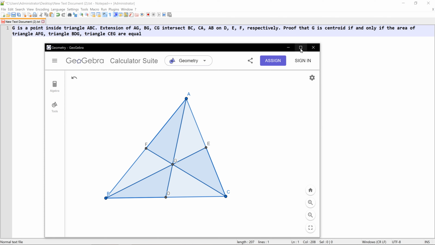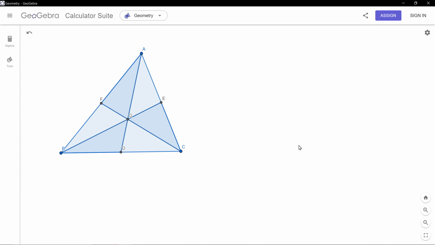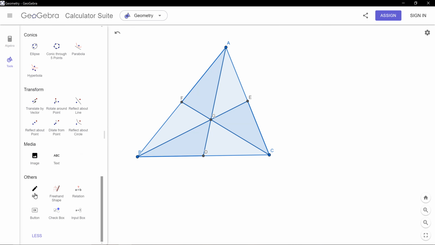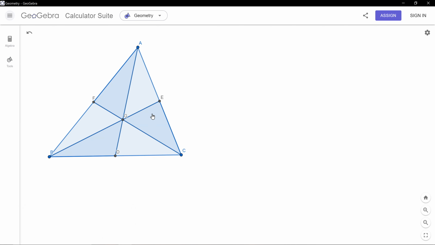So first, let's try to solve this problem. It's obvious that if G is a centroid, then these three areas are equal, but it's not that easy to show that G is a centroid once you know the three areas are equal. I'll show you how to solve this property when I talk about the centroid, but let's have a preview for this one first.